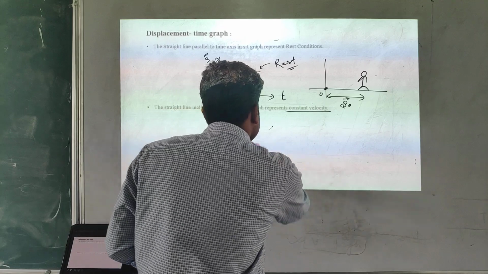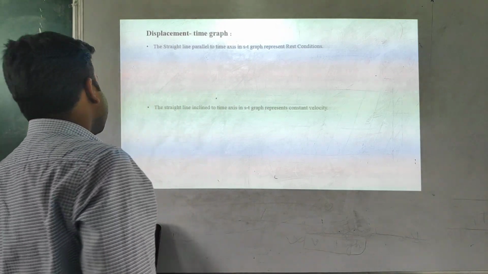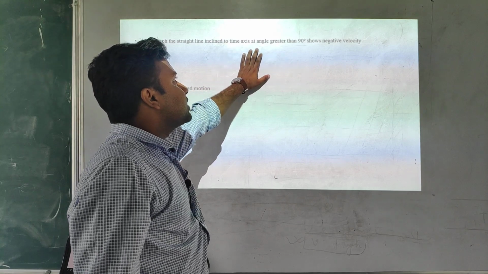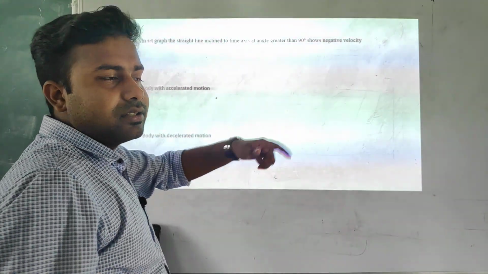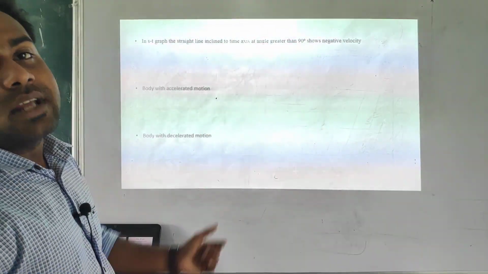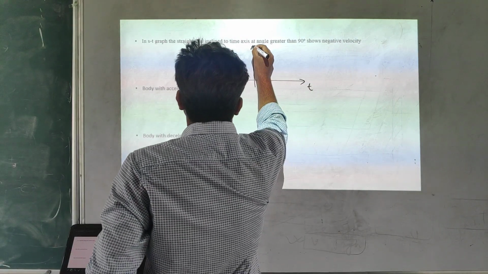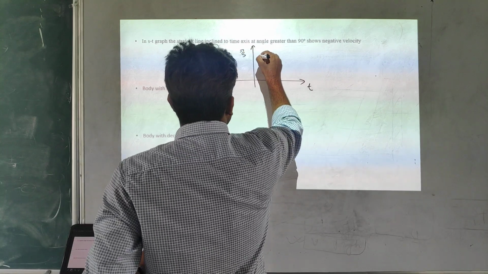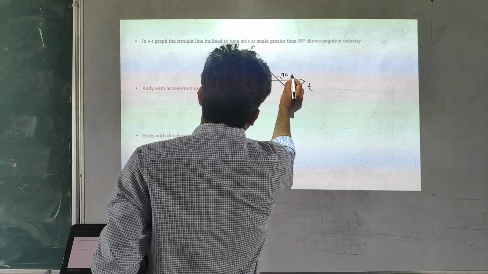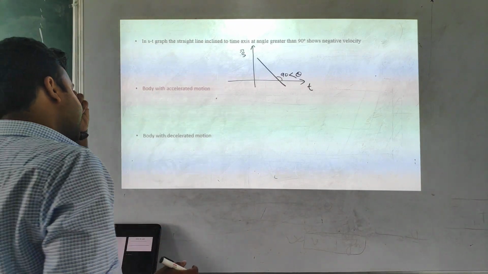Now student, next case. In the ST graph, the straight line inclined to the time axis at an angle greater than 90 degrees. In the earlier case I took an acute angle, but here it's more than 90 degrees. Look at this, this one is the time axis, this one is the displacement axis, and here the inclination angle theta is more than 90 degrees. Now student, try to understand.